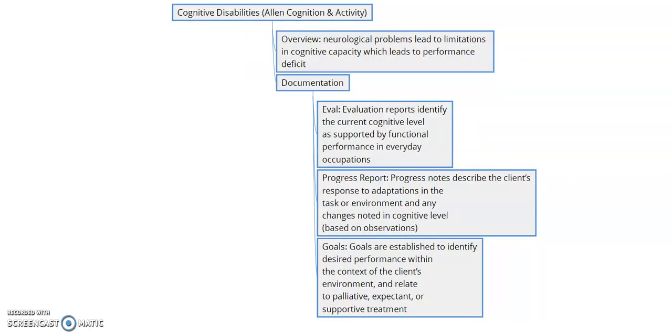The cognitive disabilities frame of reference, or the Allen Cognition and Activity frame of reference, states that neurological problems lead to limitations in cognitive capacity, which can lead to performance deficit. Documenting under this frame of reference, your evaluation report should identify the current cognitive level as supported by functional performance in everyday occupations. Your progress report should describe the client's response to adaptations in the task or environment, or any changes noted in cognitive level based on your observation.